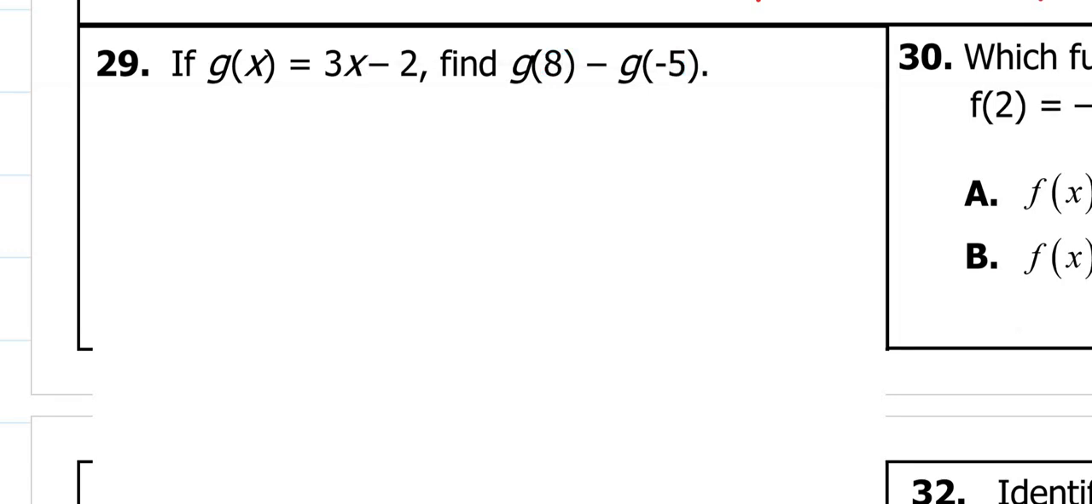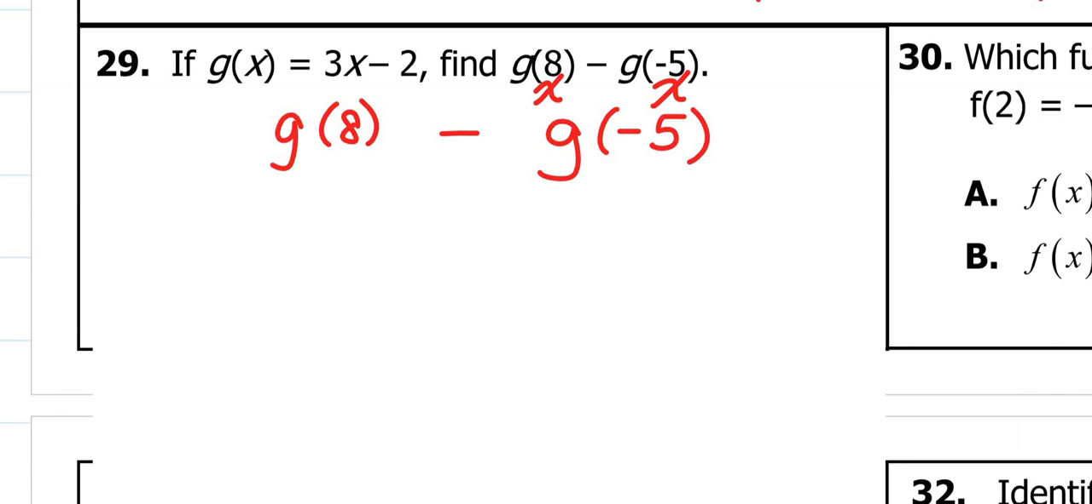Okay, notice these are going to be x values that we're going to be plugging in. So what we want to do when we have g of 8 minus g of -5, I'm going to go ahead and rewrite what they're wanting us to do so we can keep nice and organized. So g of 8 would be plugging into 3x minus 2, and we're going to be plugging 8 into 3x minus 2. Okay, and then for the other one, same thing. I'm going to be doing 3x minus 2 again, because we're using the g function.